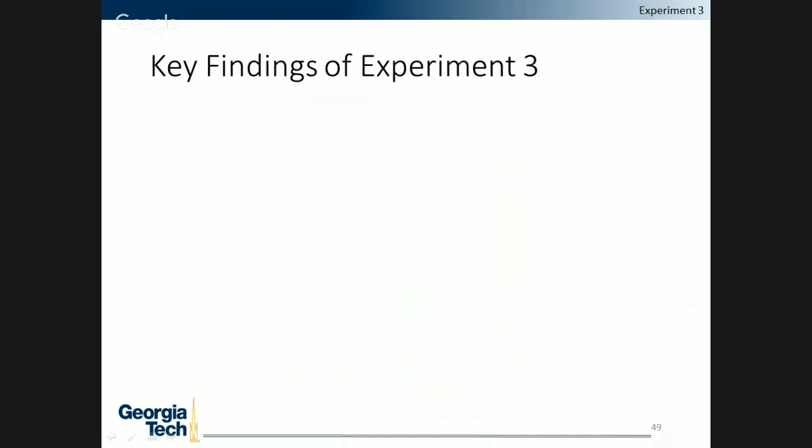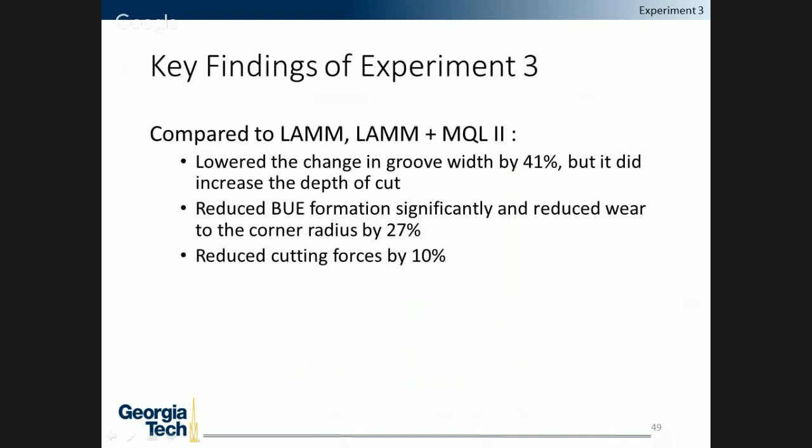So just to recap of experiment 3, compared to LAM, LAM plus MQL led to more accurate groove widths by as much as 41% compared to LAM, because it helped reduce tool wear. However, it did increase the depth of cut due to, as we hypothesized, the increased laser absorptivity caused by the oil. It greatly reduced built-up edge and tool wear, and compared to LAM, it reduced the change in the corner radius by as much as 27% because of reduced wear, and cutting forces were seen to decrease by 10%.